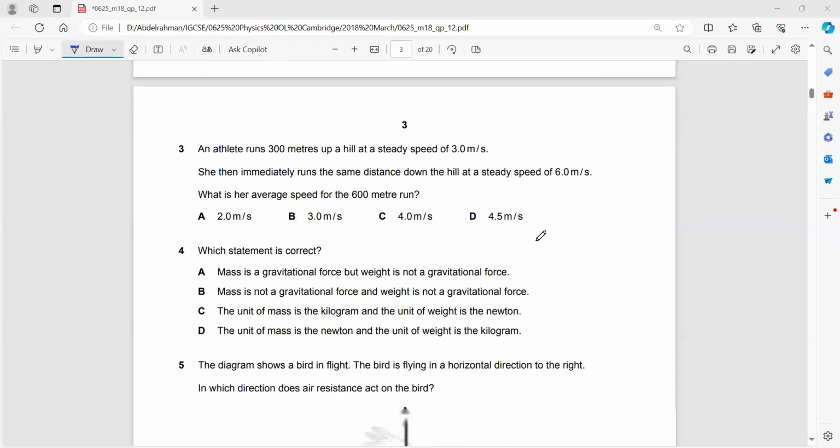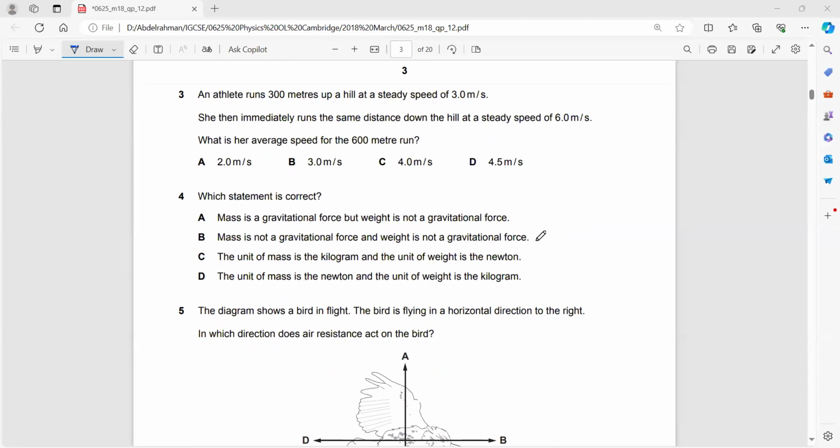Question 3. An athlete runs 300 meters up a hill at a steady speed of 3 meters per second. Then she immediately runs the same distance down the hill at a steady speed of 6 meters per second. What is her average speed for the 600-meter run? Okay, average speed. We know that average speed equals total distance over total time.